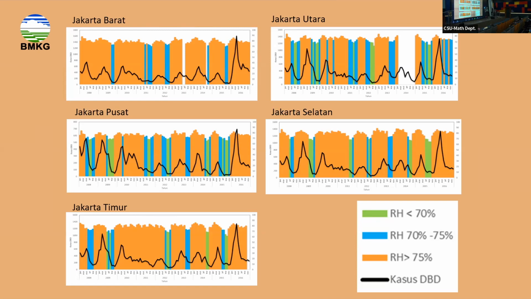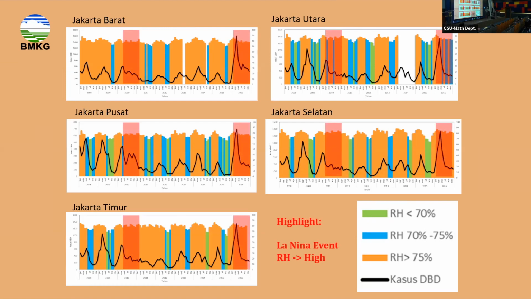We also find the fact that we have some kind of climate phenomena like La Nina events where relative humidity is quite high. So the highest peak can be caused by La Nina events in 2016. I think all of the Asia region had the peak of dengue cases, but in our region it also happened in 2010.